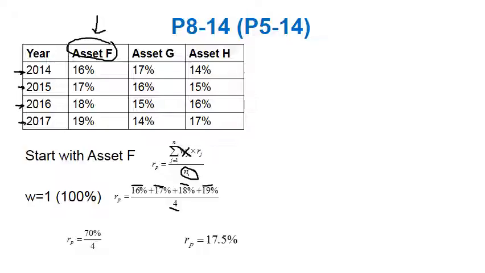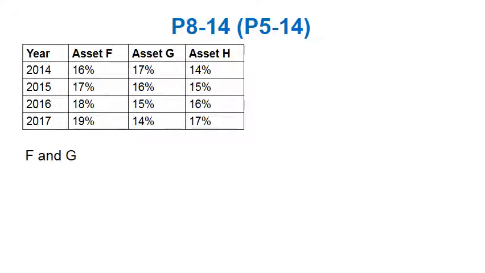Now we need to look at the next two alternatives. Our second alternative is that our funds are invested in F and G in the portfolio. So we now have a portfolio comprising assets F and G. And we are told that 50% of the funds are invested in asset F, and the other 50% of the portfolio consists of asset G.